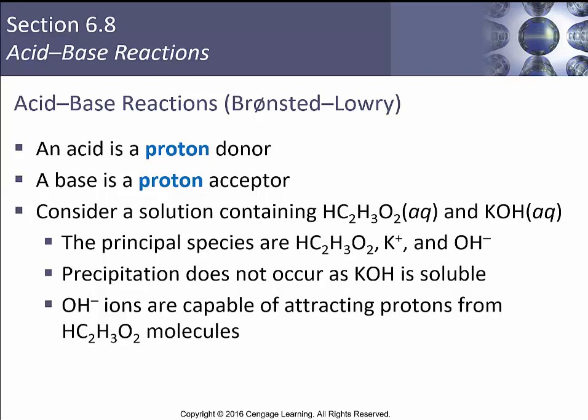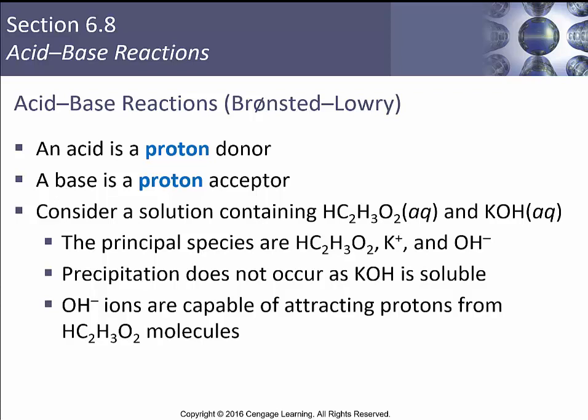Acids and bases come in a couple of different types, right? We've got strong acids, weak acids, strong bases, and weak bases. And those are going to be defined in a couple of different ways. We've got Bronsted-Lowry, Arrhenius, and Lewis. Three different ways to define something as an acid or a base.